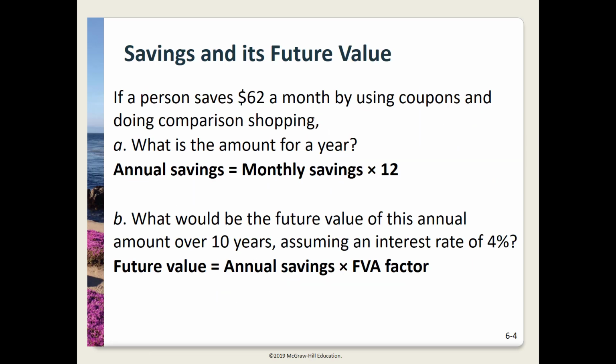In this next example, we're going to be analyzing our savings and its future value. If a person saves $62 a month by using coupons and doing comparison shopping, Part A, what is the amount for a year? So we'll find the annual savings by taking our monthly savings and multiplying by 12 because there are 12 months in a year. So we'll take the $62, multiply by 12, and we get an annual savings of $744. Now in Part B, it asks, what would the future value of this annual amount over 10 years be, assuming an interest rate of 4%?